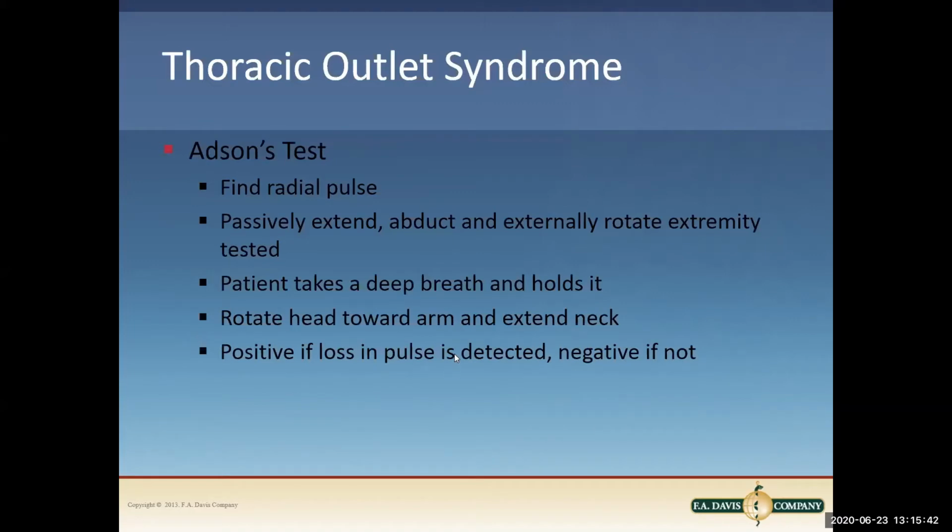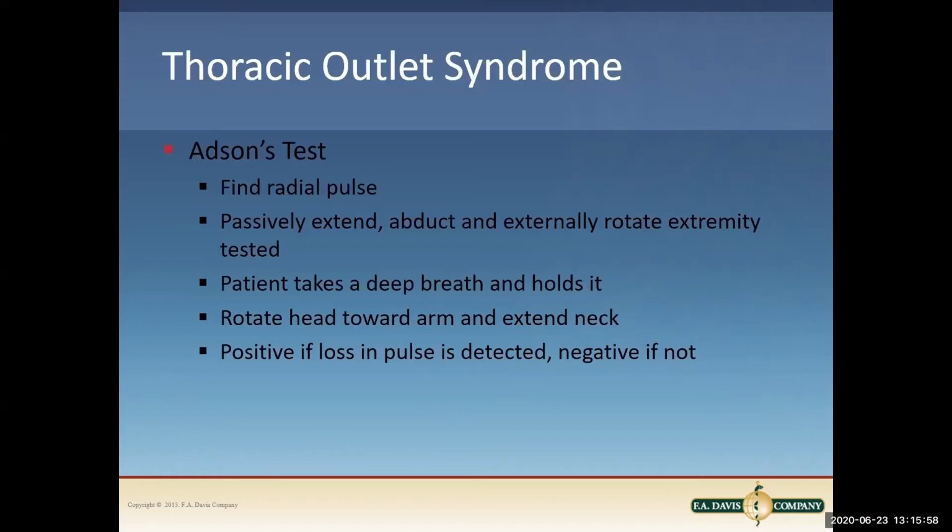So Adson's test, this is kind of the way to go through it. You're going to find your radial pulse. You're going to passively extend, abduct, and externally rotate the arm. The patient's going to take a deep breath, hold it, and then they're going to rotate the head toward the arm and extend the neck.